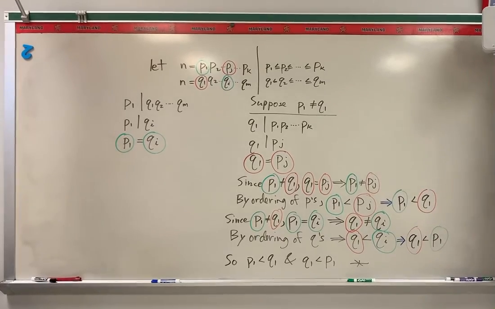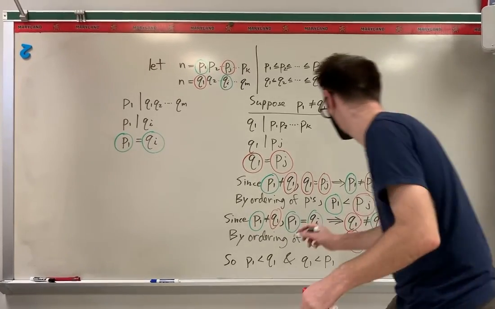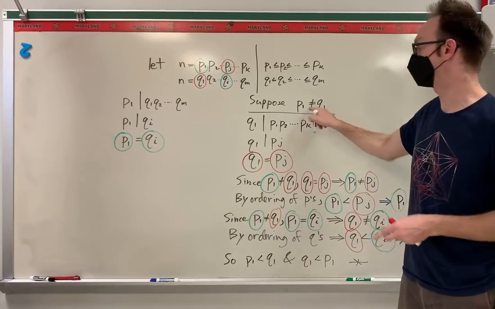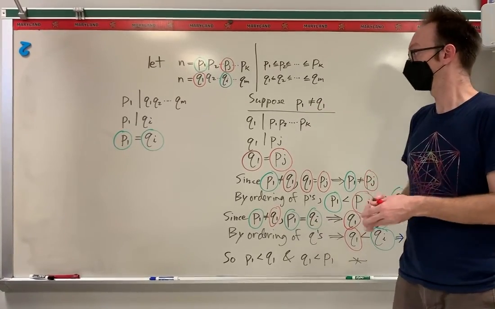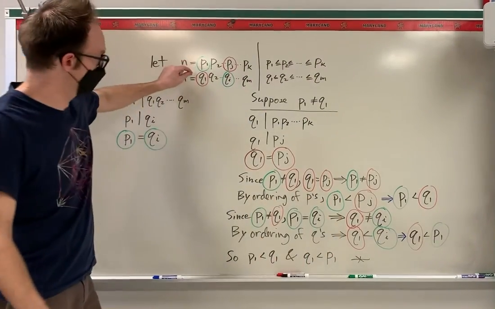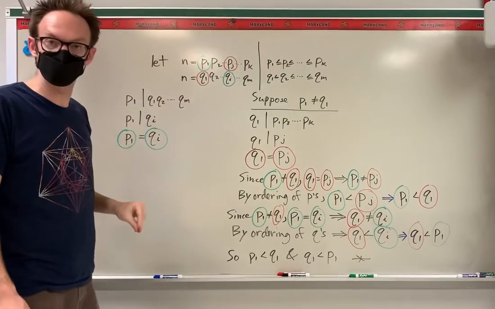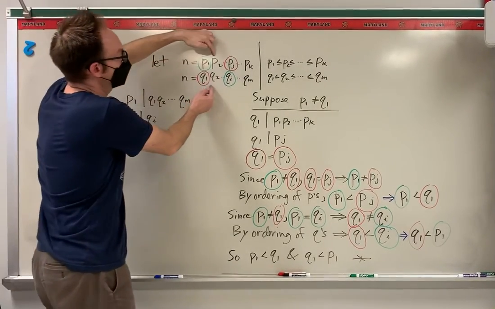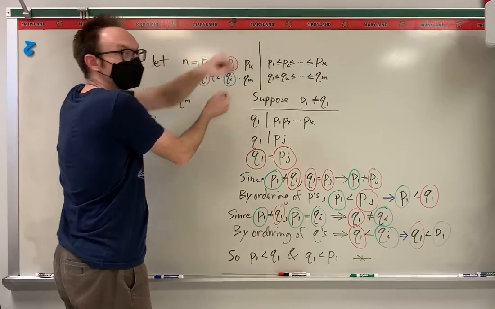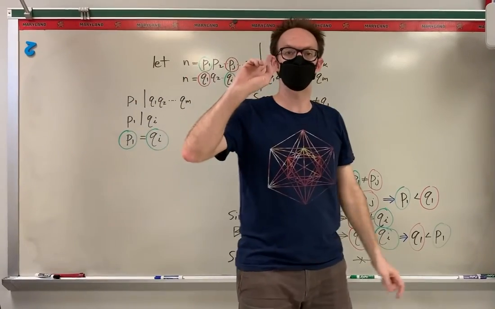The conclusion is that we have a contradiction, and so our assumption that p1 and q1 were different is false. In fact, p1 equals q1, and so you can peel them off and repeat the logic, and every one of these factors has to be the same all the way through to the end. Hopefully that was helpful to some people.